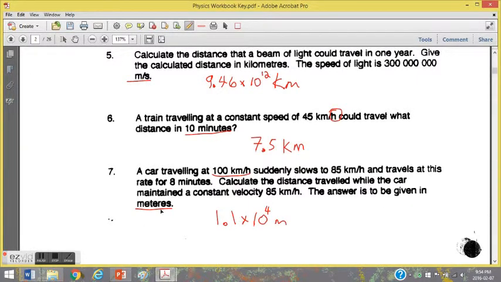Answer is to be given in meters, or as I spelled it here, meteres, which isn't a word, but let's assume I said meters. And it's going to be 1.1 times 10 to the 4, or if we look at this 8 minutes as just one significant digit, 1 times 10 to the 4 meters. It works out to 11.3 repeating kilometers.